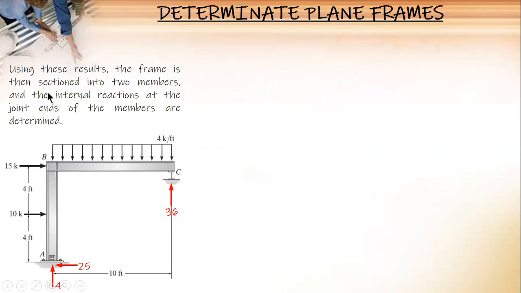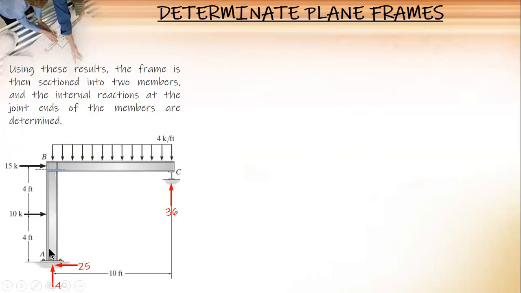Using this result, the frame is then sectioned into two members, AB and BC, and the internal reactions at the joint ends of the members are determined. Okay. Now, this is not a normal case for a frame where you cut directly at B. When there is a load at B, what you will do is, for member AB, cut before the load, before the 15, no? Just to the left of 15, considering the local axis X of AB.